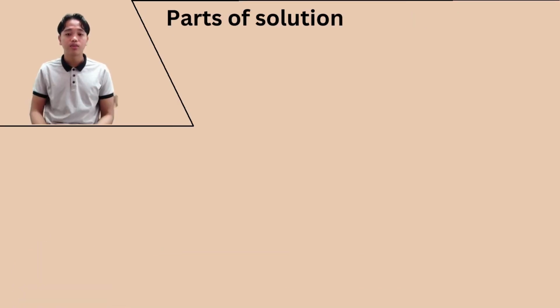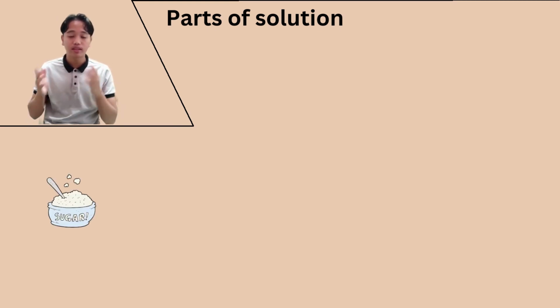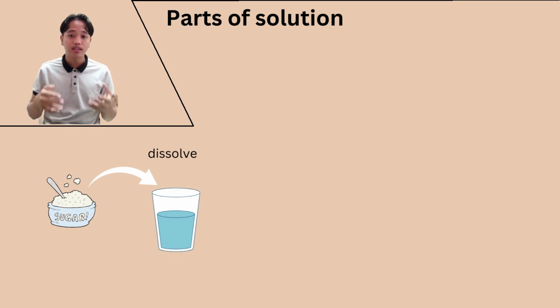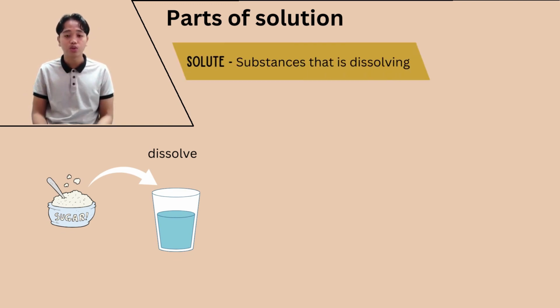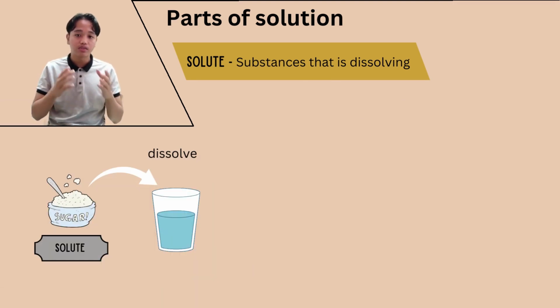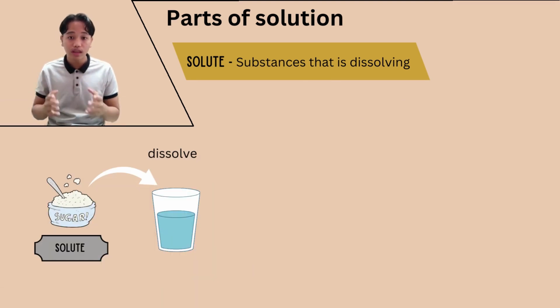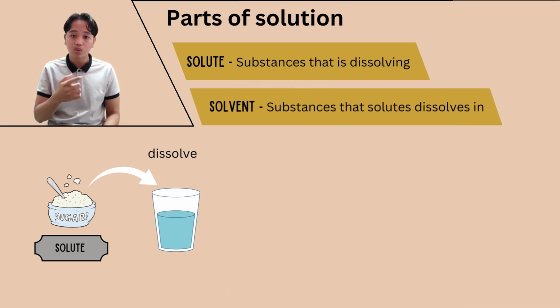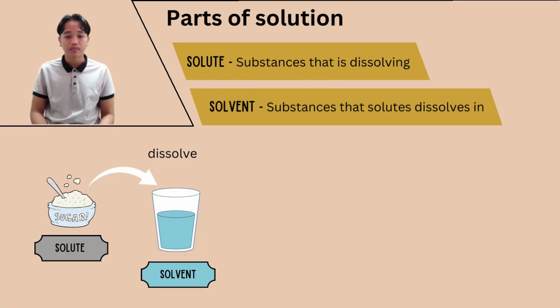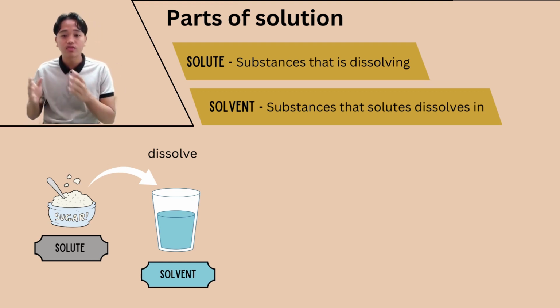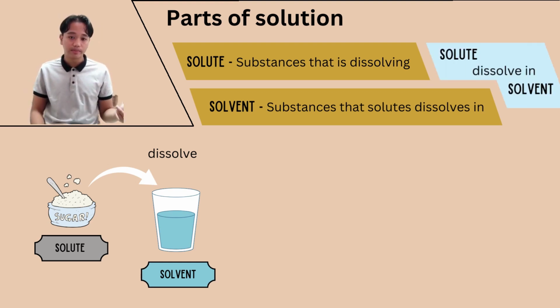Now, let's start getting into the details of the solution. First off, the parts. Every solution has two parts. Let's say we are dissolving sugar into water. The substance that we are dissolving, we call that the solute. Here, the sugar is the solute. The substance that the solute is dissolving in, we call that the solvent. Here, water is the solvent. So, in other words, the solute dissolves in the solvent. You can see that right here.